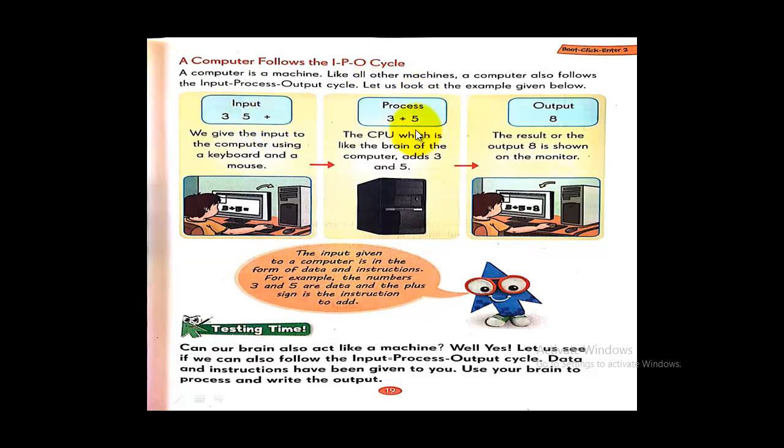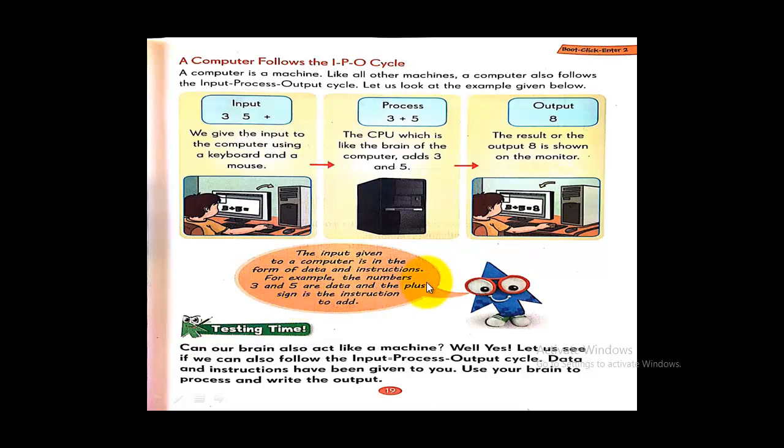Now we know that a computer also follows the IPO cycle. That is, we input the numbers here, the operator also we input here, then after that it is processed using the operator and the operands, that is 3 and 5 are the operands and plus is the operator. The process here is addition. 3 plus 5 is equal to 8 here. Okay.